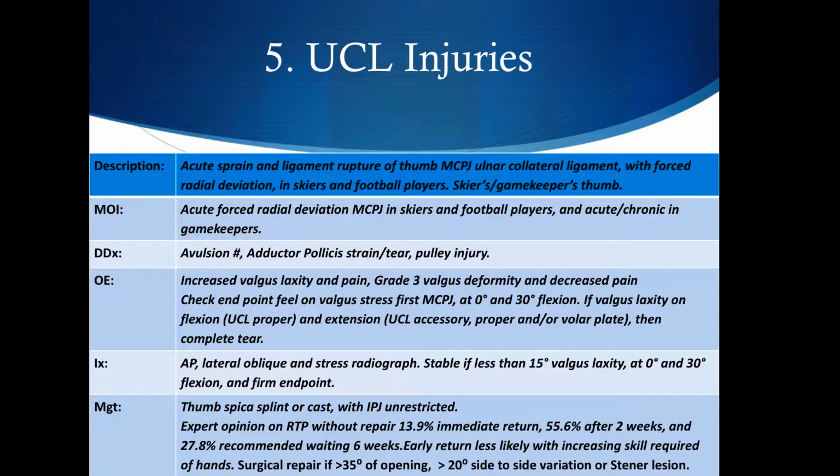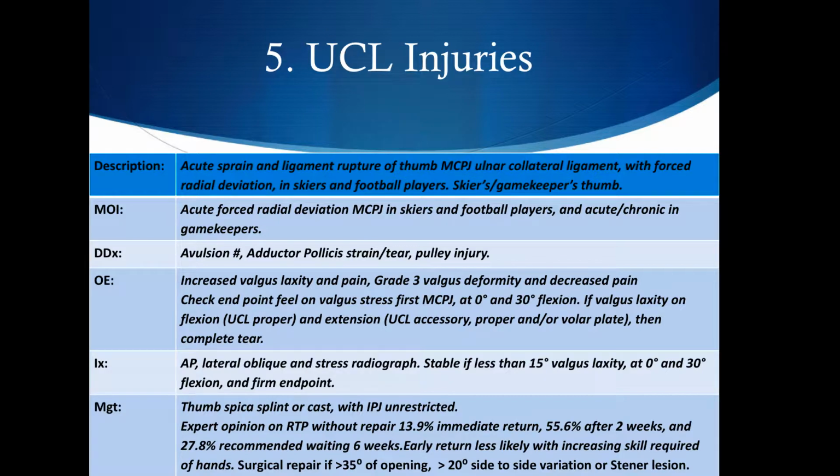Imaging would include AP, lateral, oblique, and stress radiographs. The MCP joint is stable if there is less than 15 degrees valgus laxity at 0 and 30 degrees flexion, and there is a firm endpoint. Management would include a thumb spica splint or cast with unrestricted movement of the IP joints. There is no agreement on return to play without surgical repair.